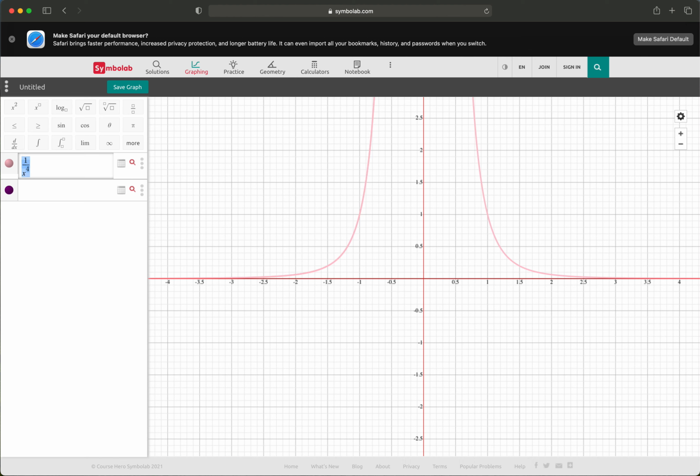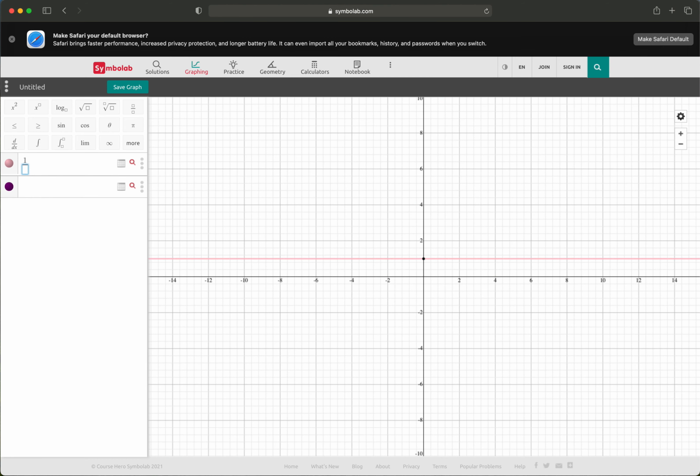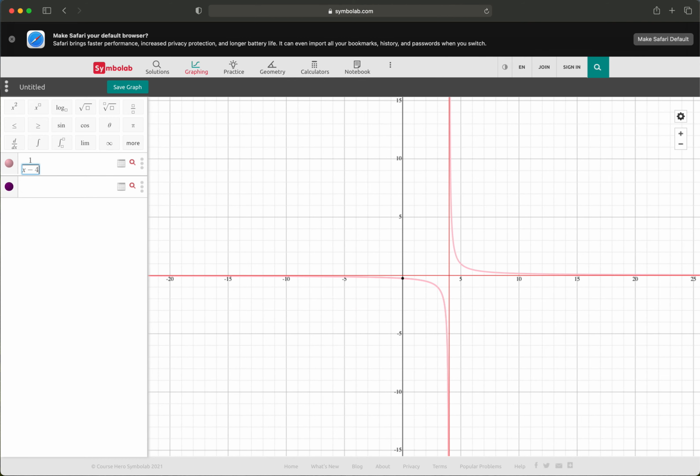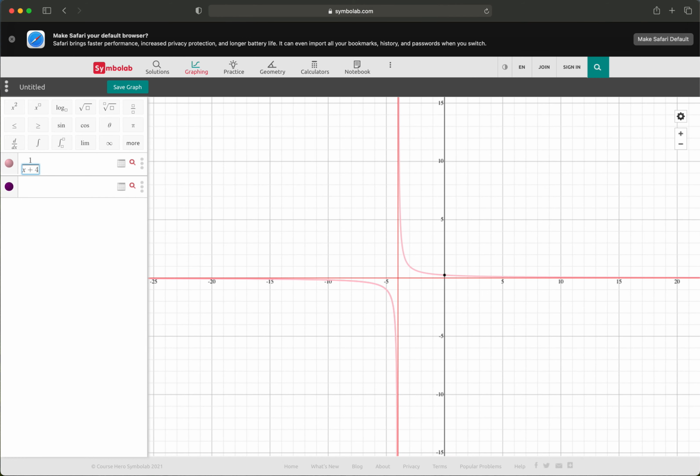Okay. Now, you can shift the graph of 1 over x to the right by 4, like we did before. We can shift it to the left by changing the x to x plus 4. Now we have the vertical asymptote at x equals -4.